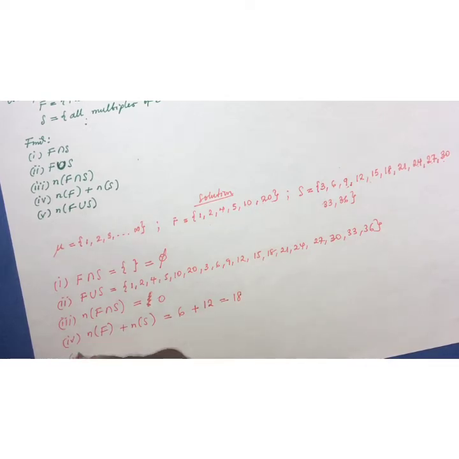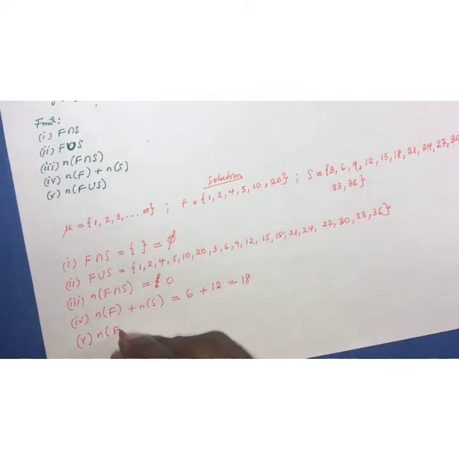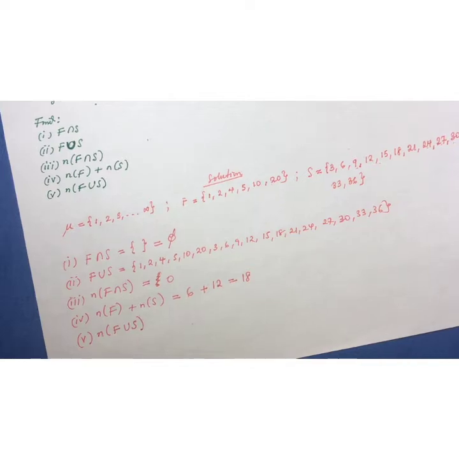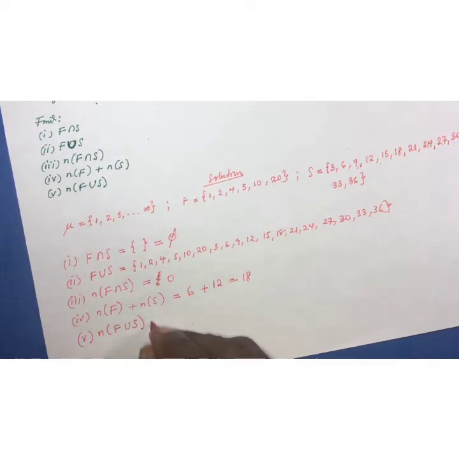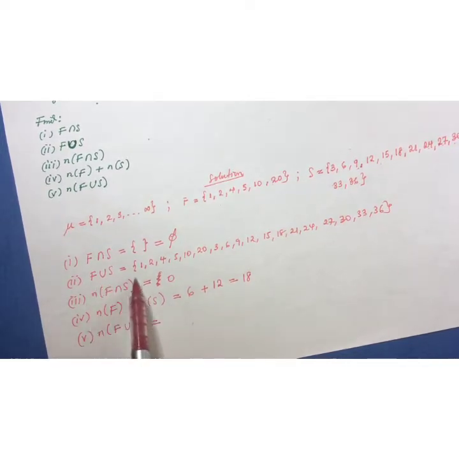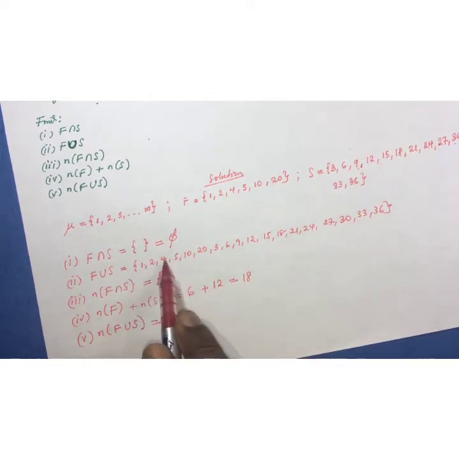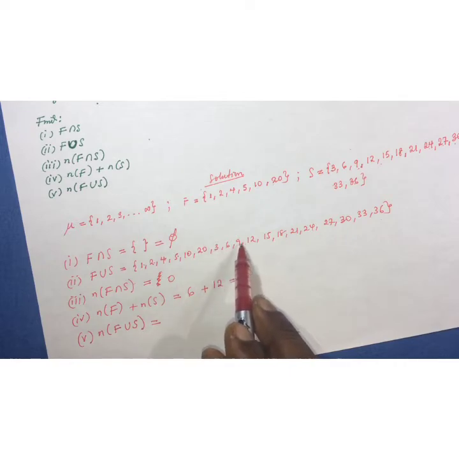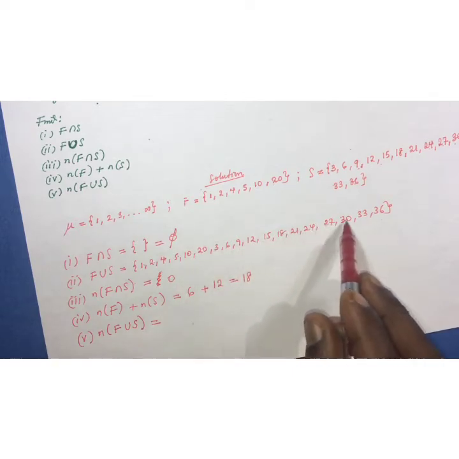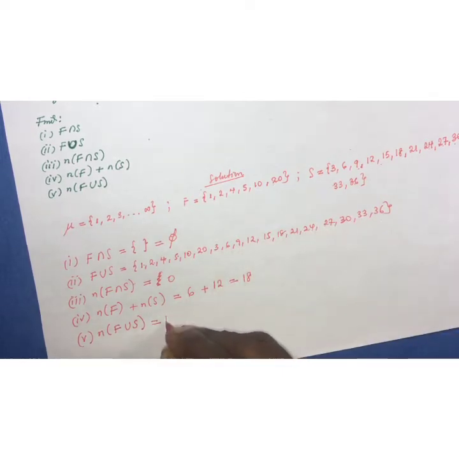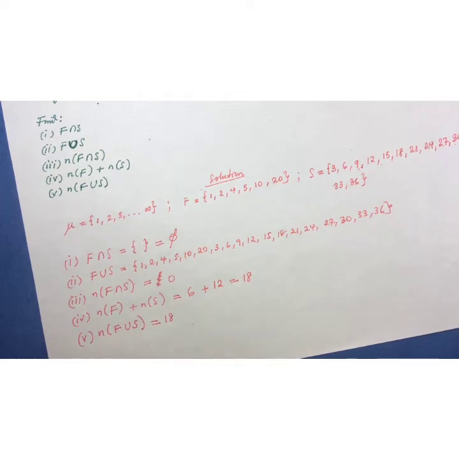Then finally, for number 5, we are asked to find the cardinality of F union S. That is n(F ∪ S). Now, we had obtained the union of the two sets to be this. So, let's count. 1, 2, 3, 4, 5, 6, 7, 8, 9, 10, 11, 12, 13, 14, 15, 16, 17, 18. There are 18 elements in the union, so the cardinality will be 18.